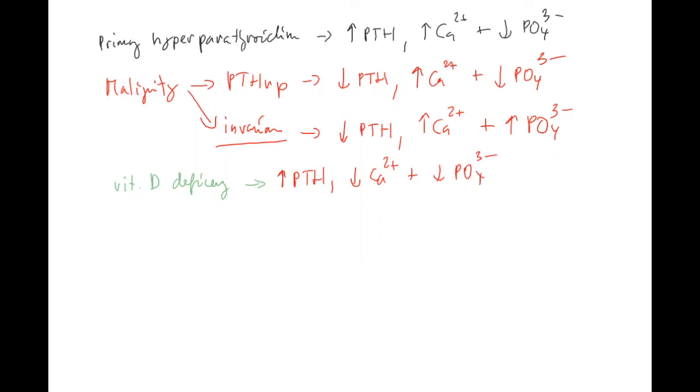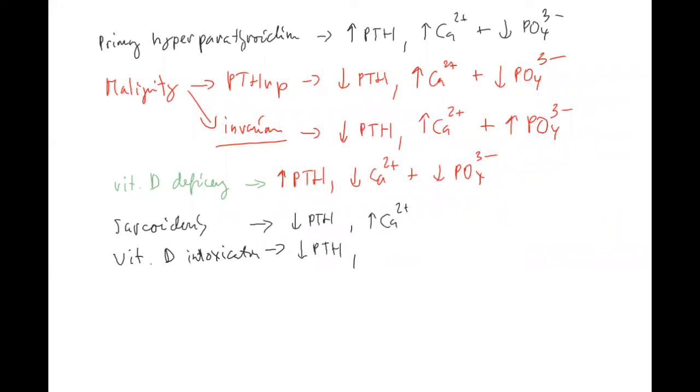If you have sarcoidosis, this is very similar to vitamin D intoxication, which is actually the same case. So in both of these cases, it's going to be the same. There's going to be decreased PTH because you have lots of calcium and lots of phosphate. There's going to be increased calcium, and there's going to be increased phosphate.